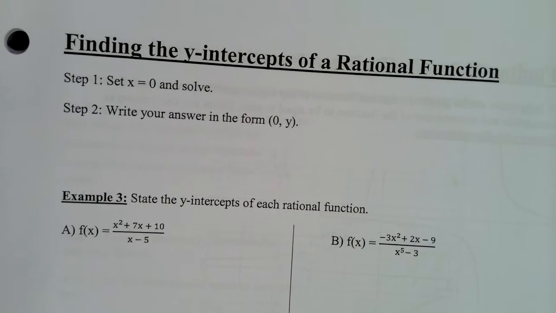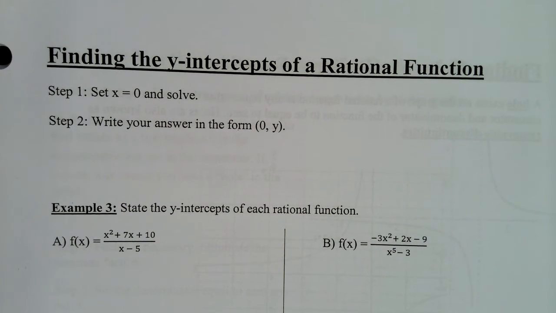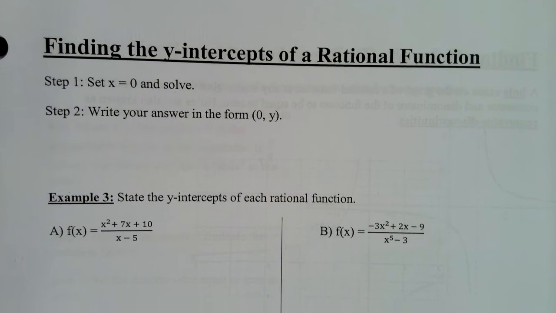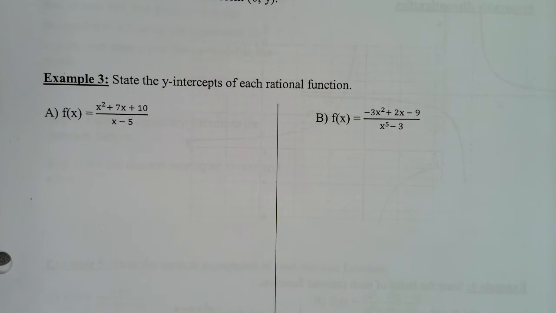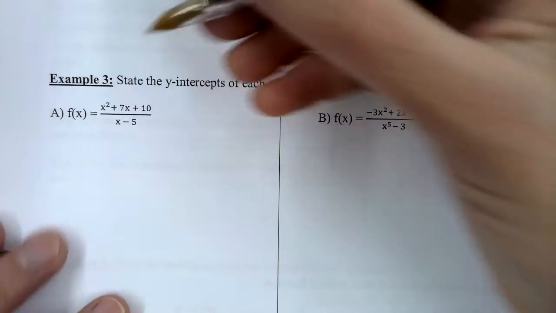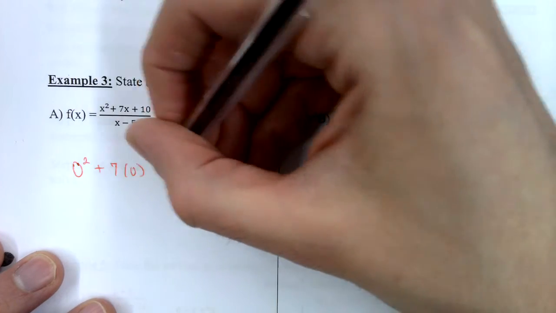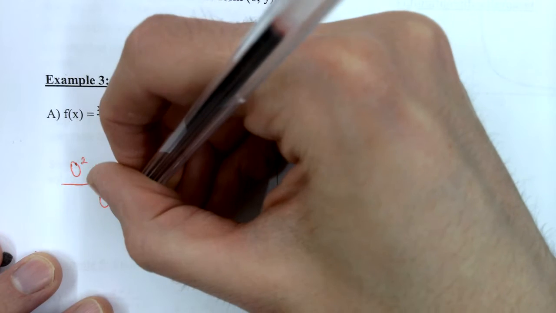Okay, the next page talks about y-intercepts. Remember, for any y-intercept, x equals 0. So step 1, set x equal to 0 and solve. And then step 2, write your answer in the form parentheses 0, comma y. Okay, so set x equal to 0 and solve. So I'm going to have 0 squared plus 7 times 0 plus 10 over 0 minus 5.